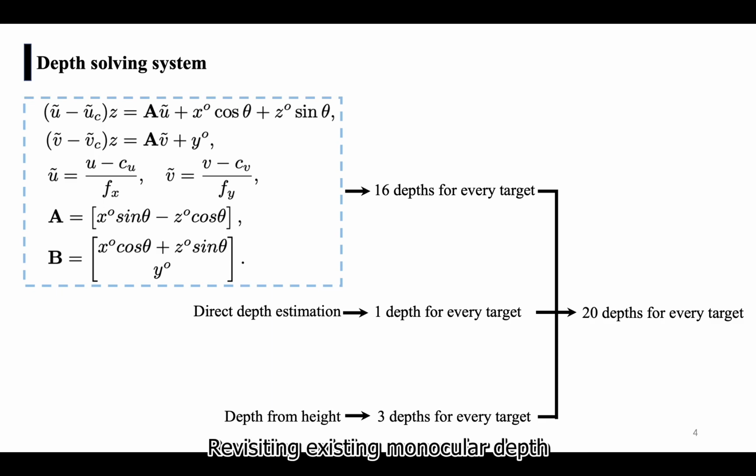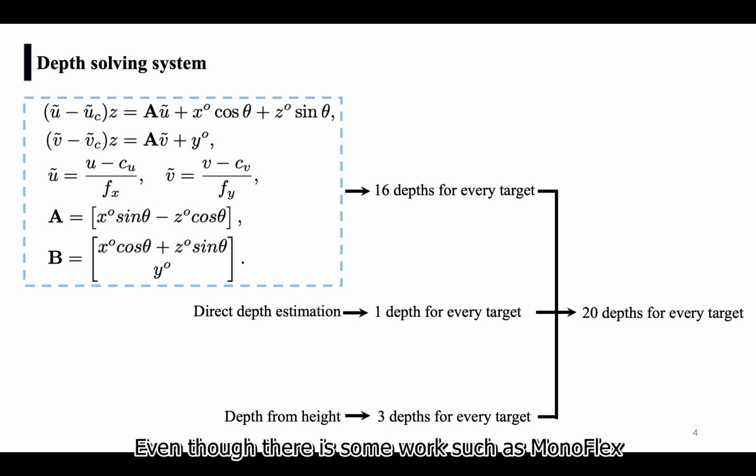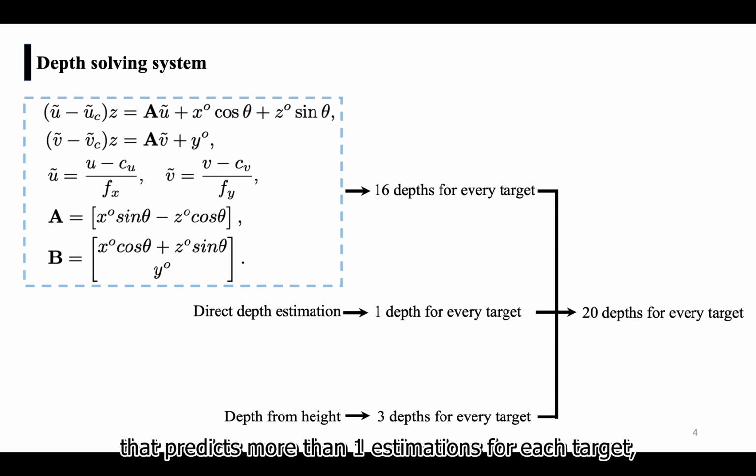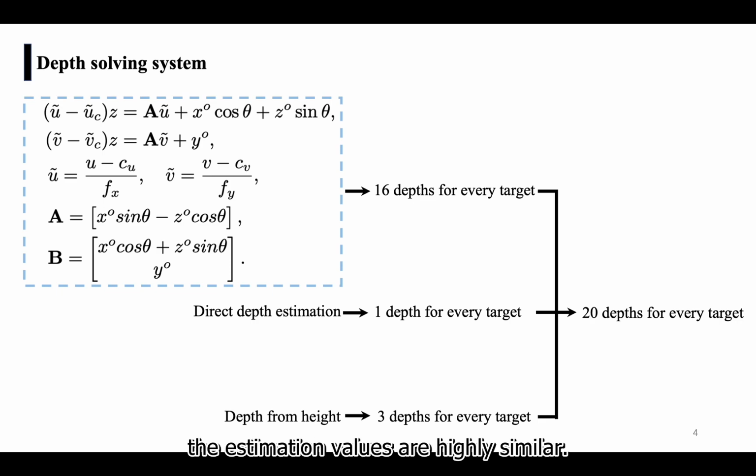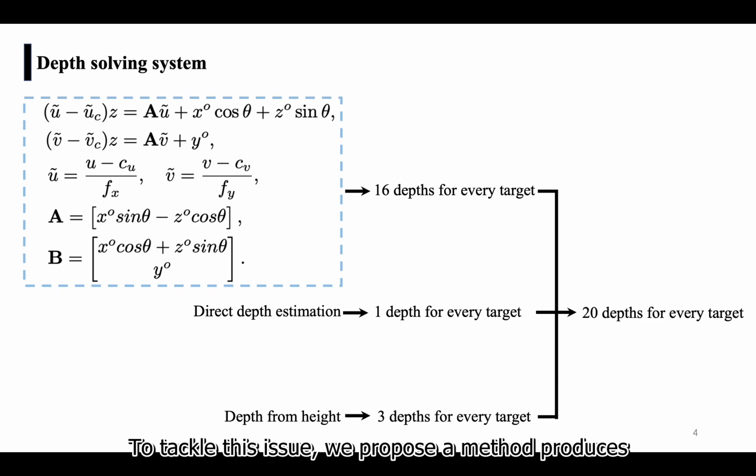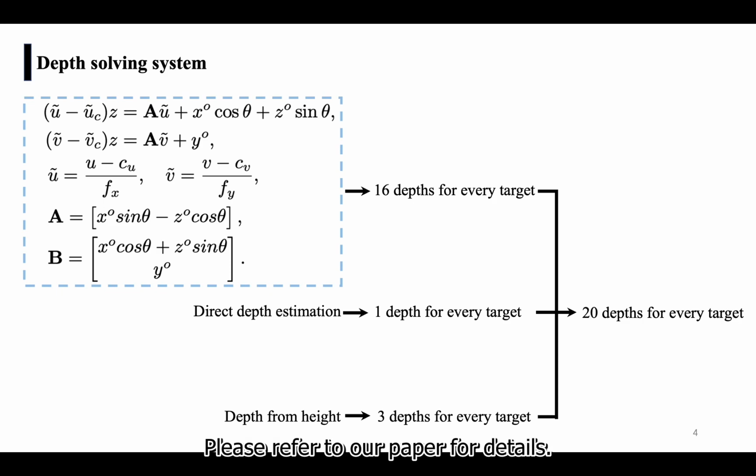Revisiting existing monocular depth estimation methods, we can observe that almost all of them can only produce one estimation for each target. Even though there is some work such as Monoface that predicts more than one estimation for each target, the estimation values are highly similar. To tackle this issue, we propose a method that produces 16 diverse depth estimations for each target. Please refer to our paper for details.